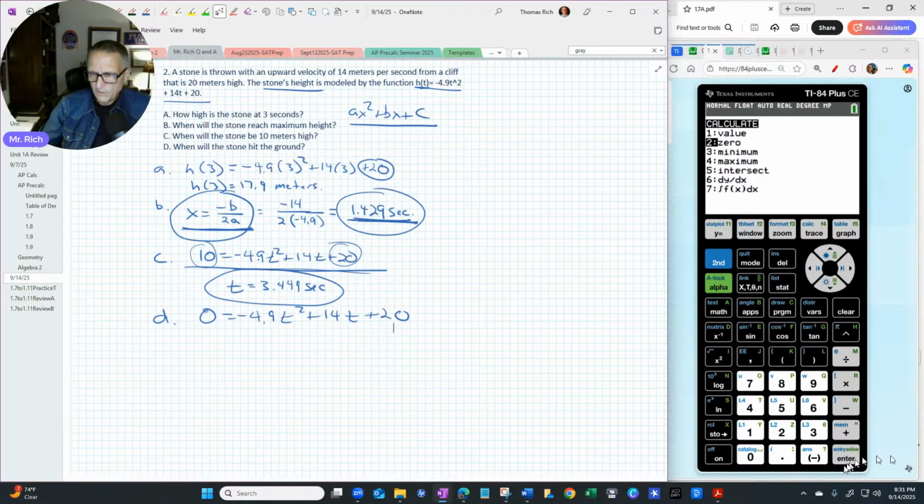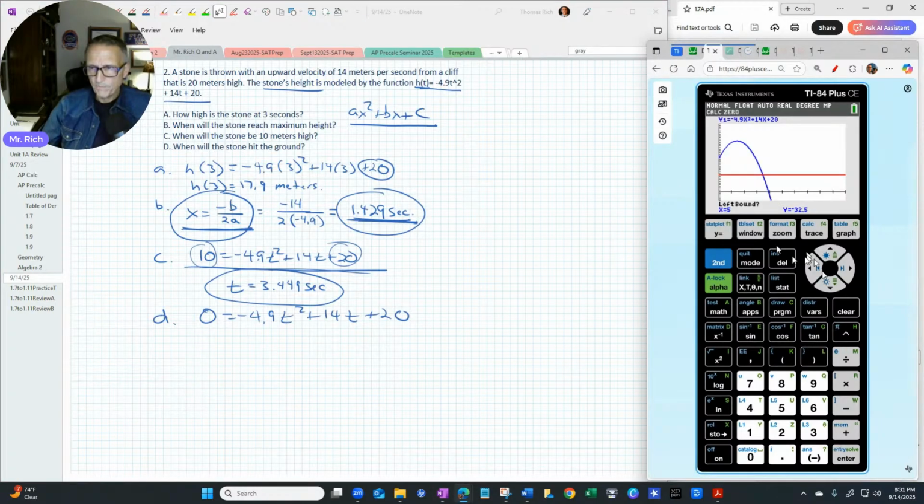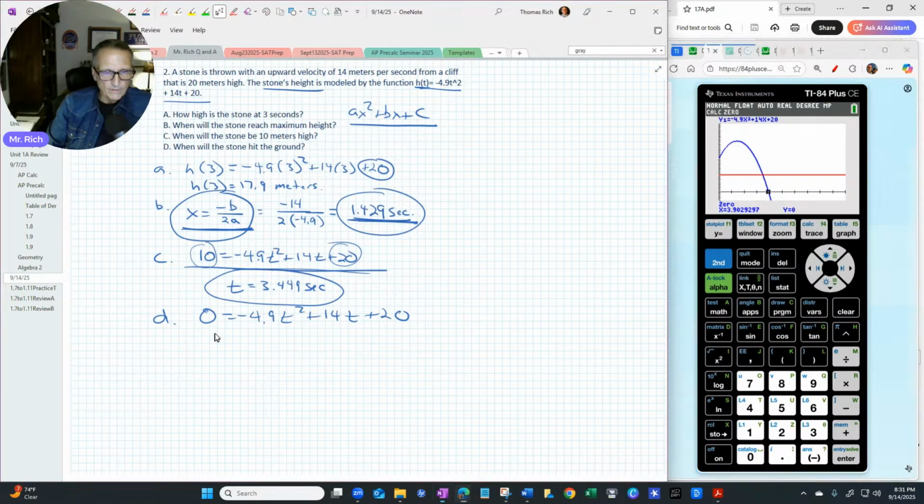So I'm going to tell it on my TI-84 to find the 0. And again, it wants a left bound. So I need to be left of the x-intercept. So I'm going to get right there, just left of the intercept, and hit enter. I need to go to the right and then hit enter twice. And you can see it's 3.903.